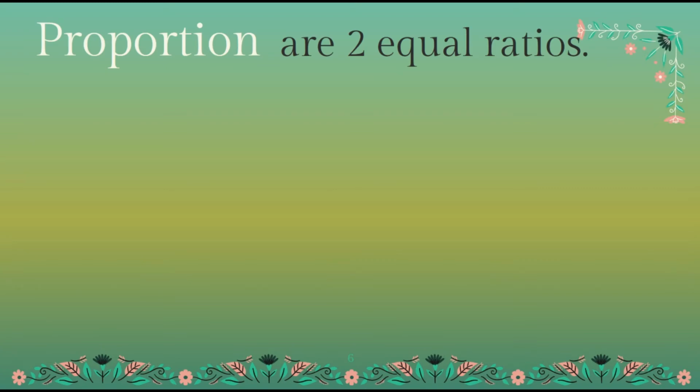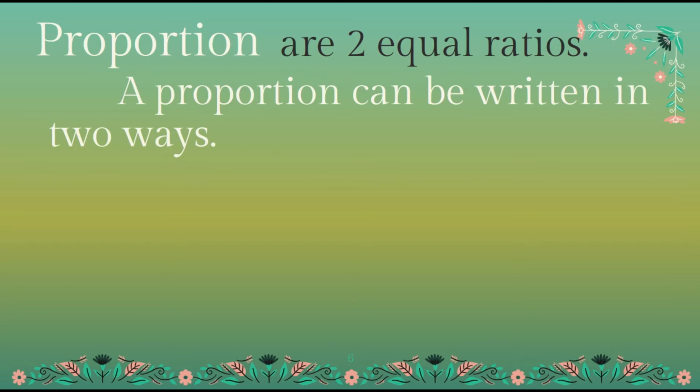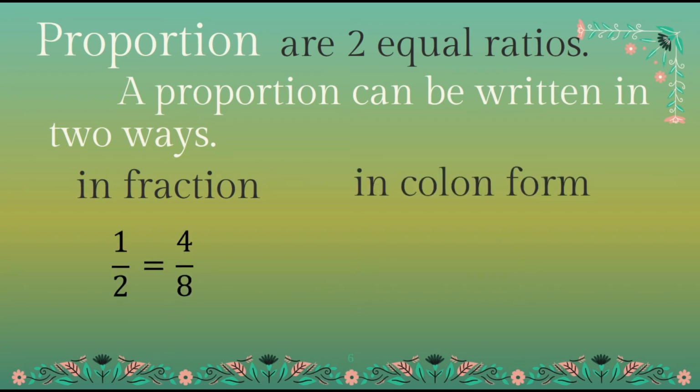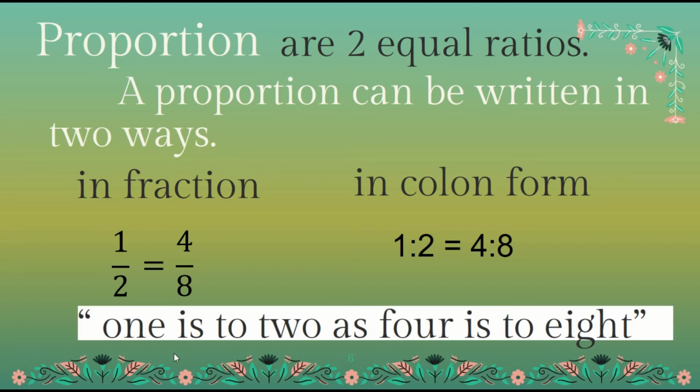Proportion are two equal ratios. So they are equivalent ratios actually. A proportion can be written in two ways. In fraction, it will be like this. Or in column form, like this. And it will be read as 1 is to 2 as 4 is to 8. So whether in fraction or in column form, this is how it is read.